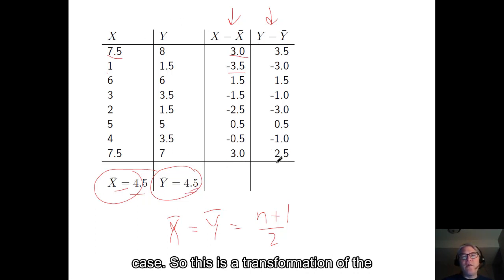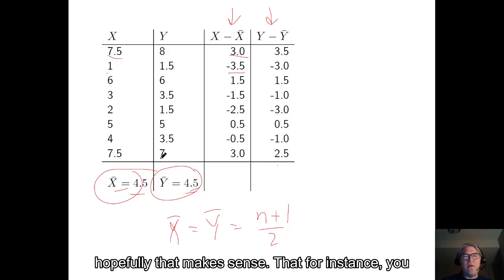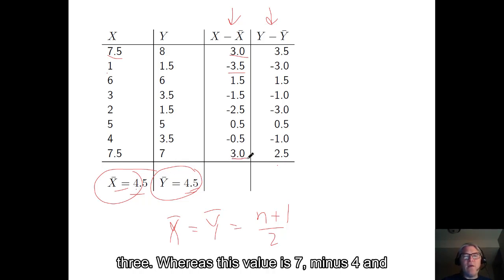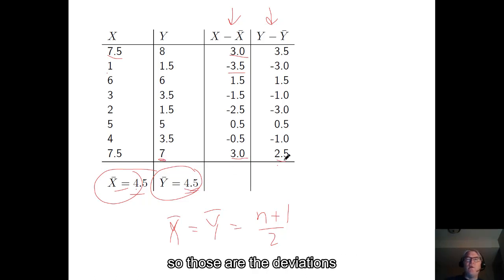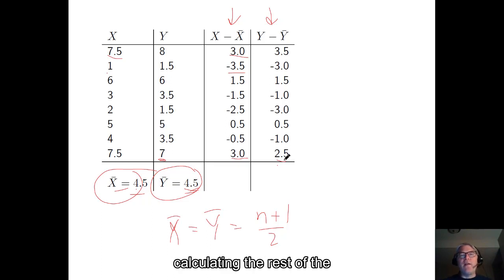So this is a transformation of the data into the deviations from their mean, right? So hopefully that makes sense. For instance, you can work through any of these you want. 7.5 minus 4.5 gives you 3, whereas this value is 7 minus 4.5 gives you 2.5. So those are the deviations, and that puts us in good position for calculating the rest of the work that we need for the correlation coefficient.